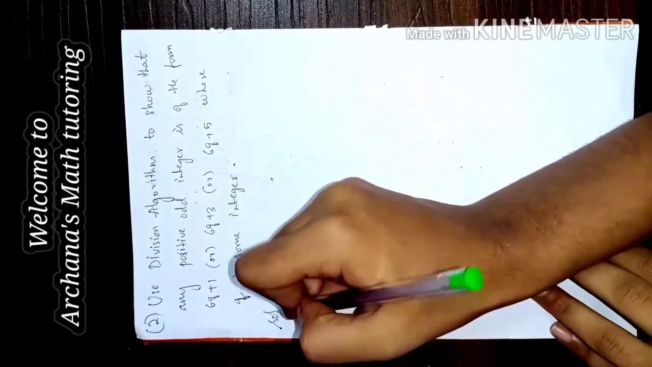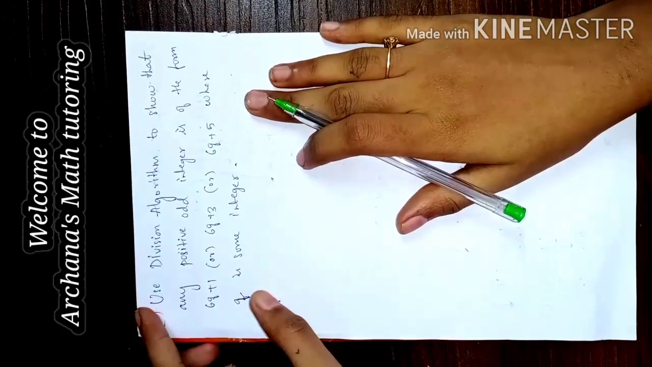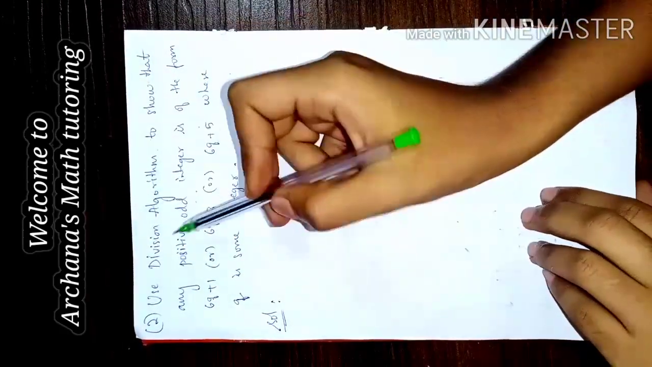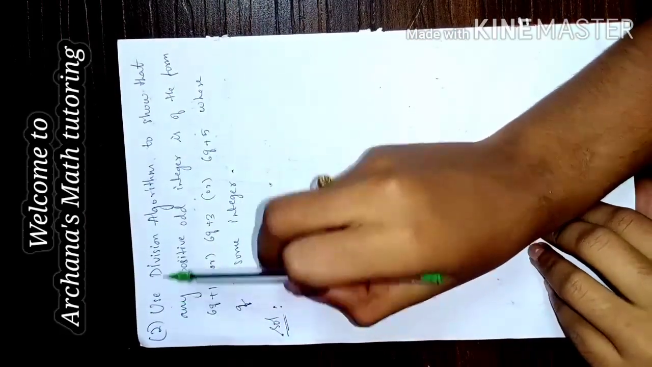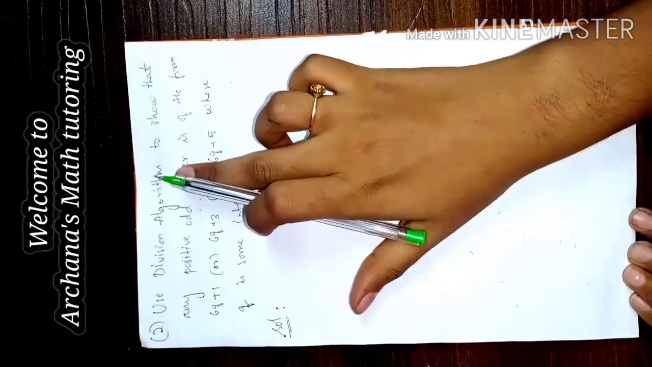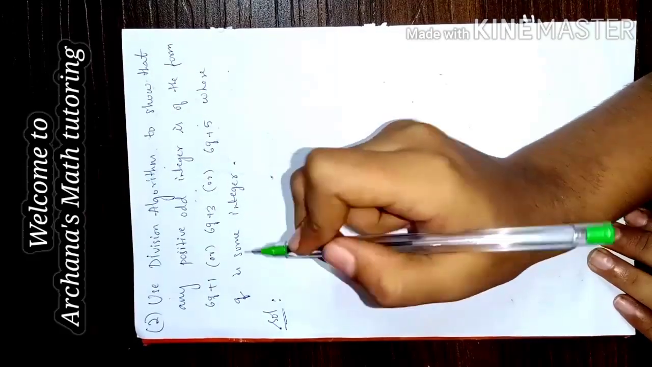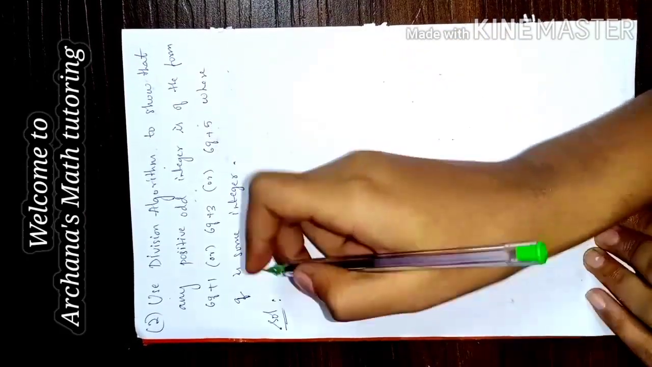So I'll teach you step by step how to solve such problems. This is not a big problem. This looks large, but this is a small problem. How do you need to focus on this problem? First, start from the first one. Use the division algorithm. We only know a single division algorithm, that is Euclid's division algorithm. So we need to use that formula. That is the basic thing which we need to understand.